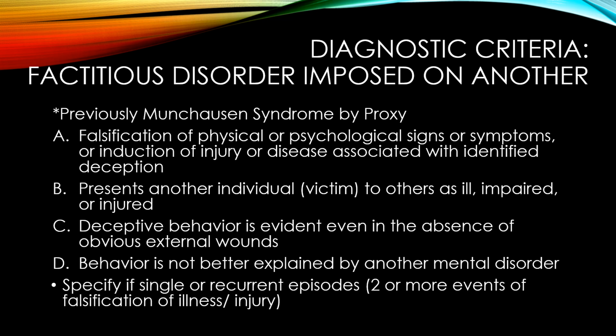And the other, honestly more concerning form of fictitious disorder is when it's imposed on another. This was previously referred to as Munchausen's by proxy. We'll talk a little more about the implications of this disorder, but this is falsification, exaggeration, or intentional harm, I guess, being done to another person. So we do have a victim with this disorder, and so of course that can lead to some other issues that we will talk about.